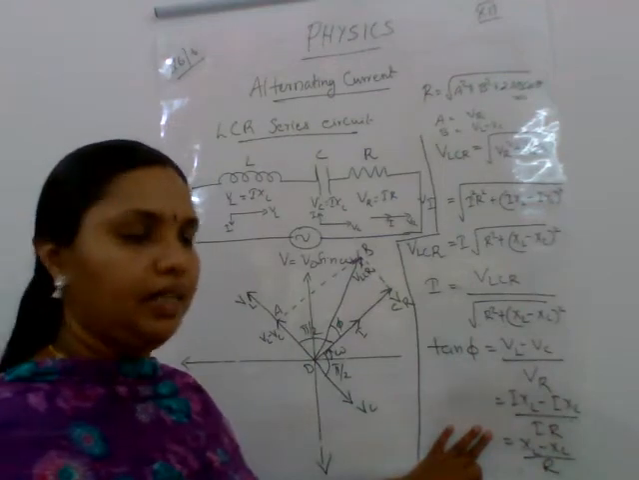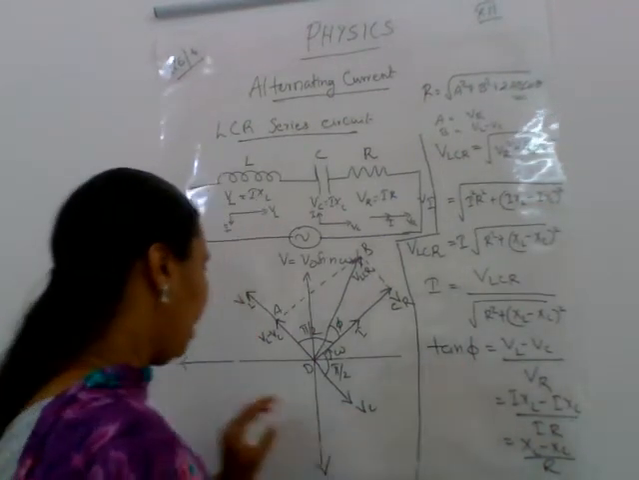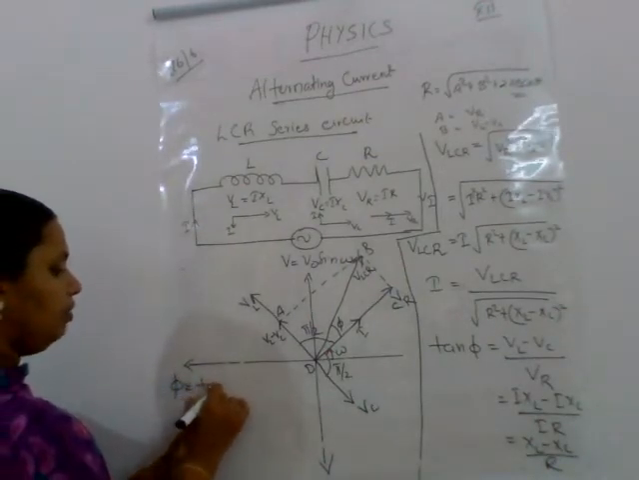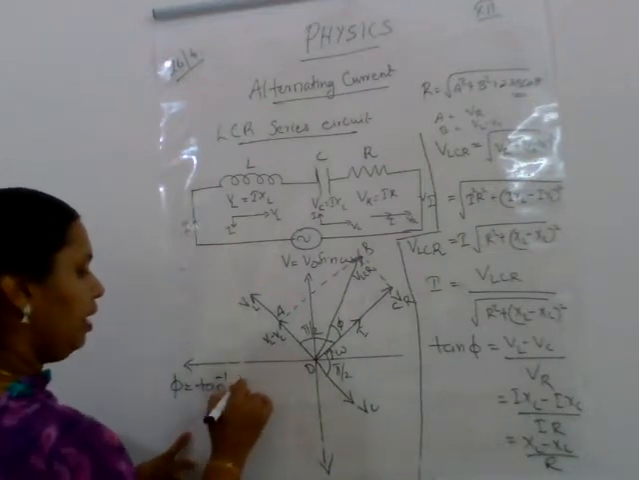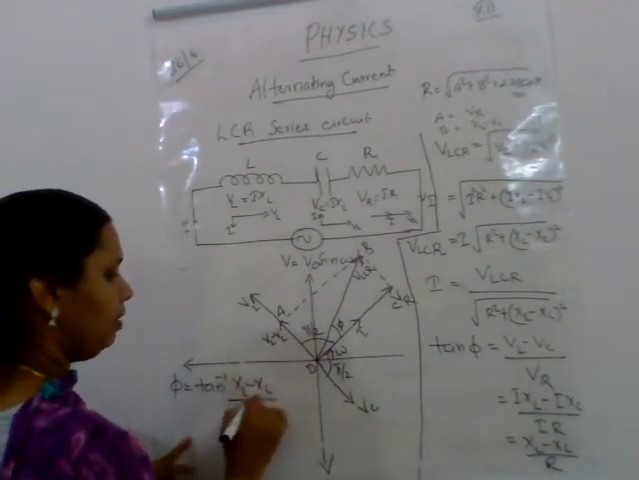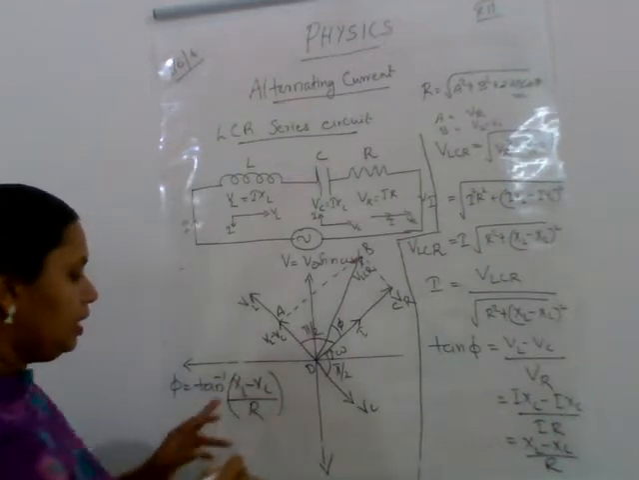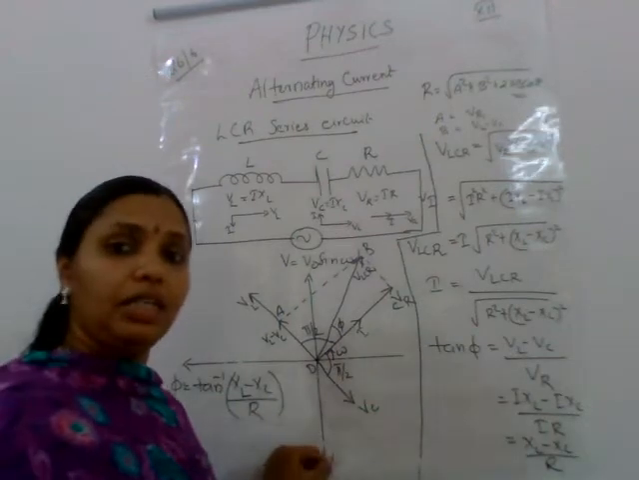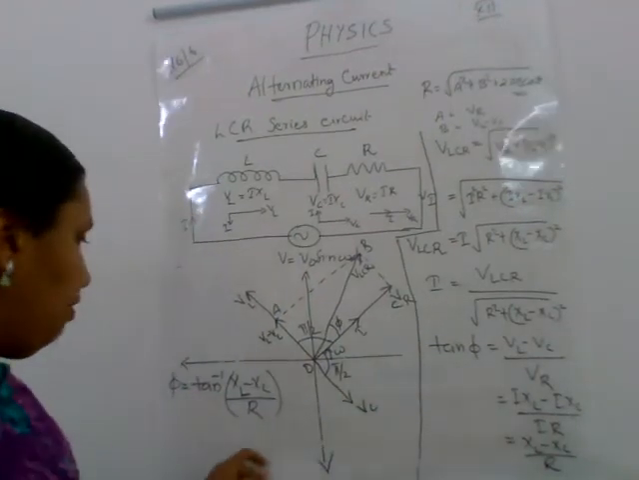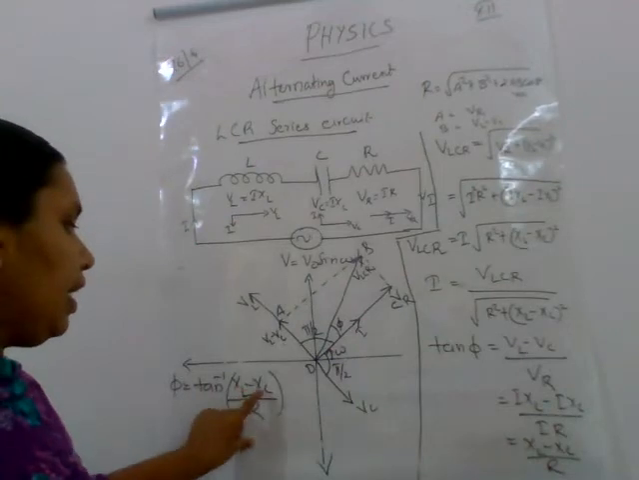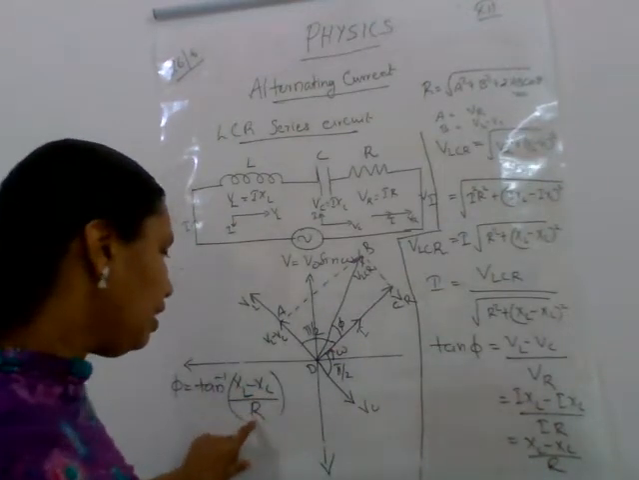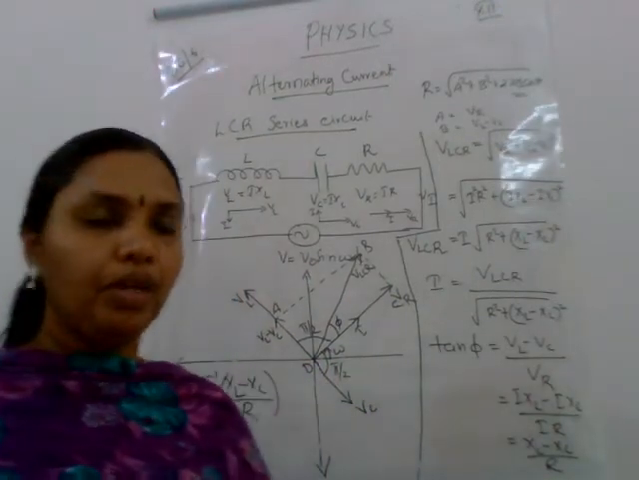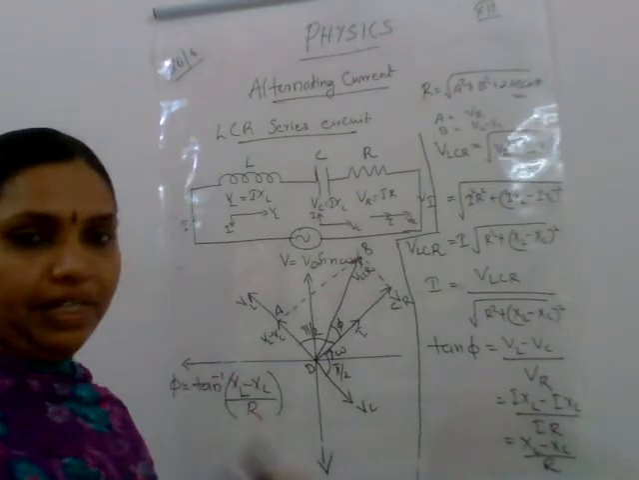XL minus XC divided by R, that is tan phi. So how will you find out phi? We know that phi is equal to tan inverse of XL minus XC divided by R. So what is XL, what is XC and what is R? Find out that tan inverse, that will give you the phase difference. That is, the phase difference depends upon the inductive reactance, capacitive reactance and resistance of the components used in the circuit. Okay, so there is a phase difference.